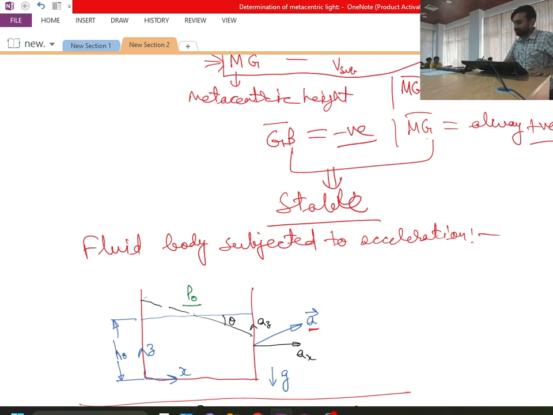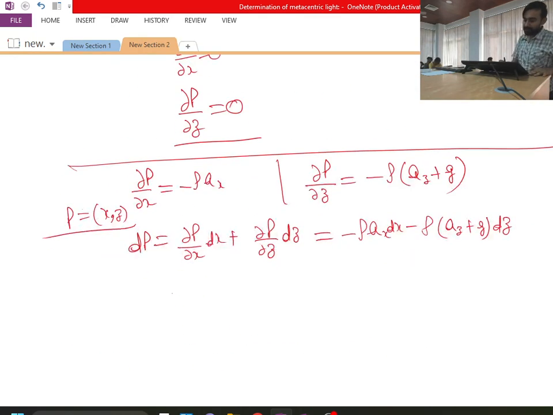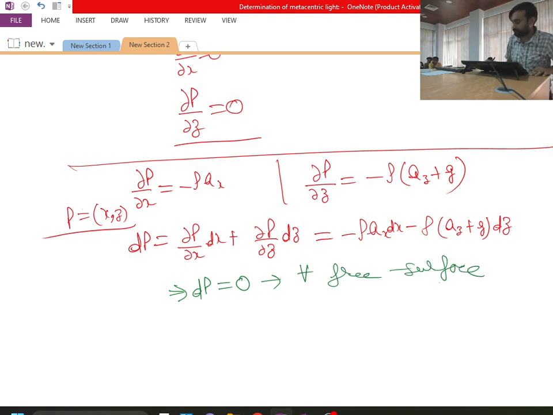So for a free surface, dP will be equal to 0. This is for free surface. Is this point clear?